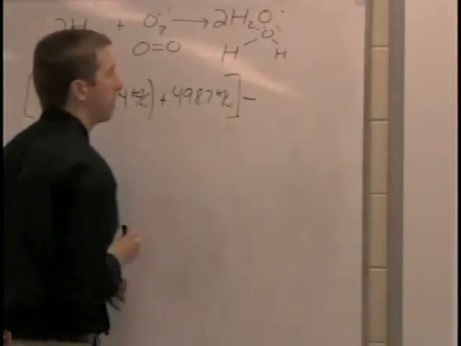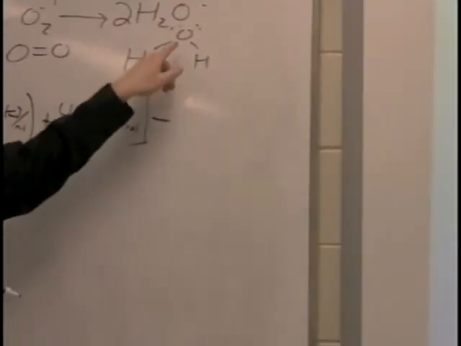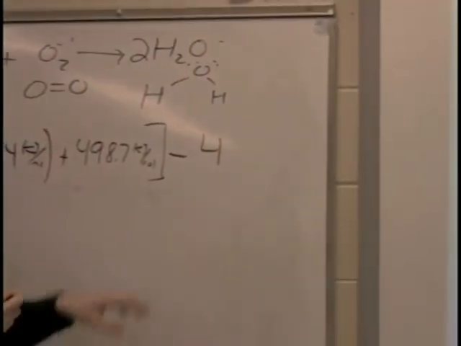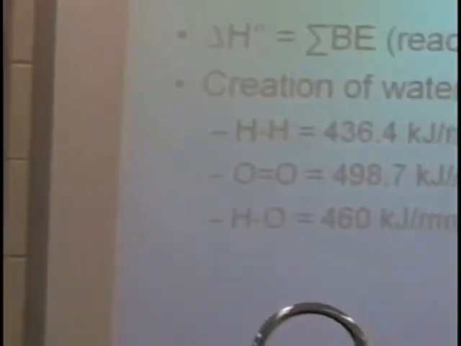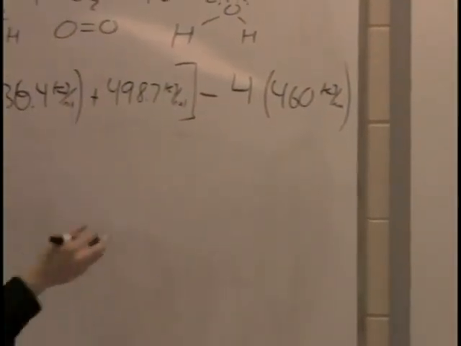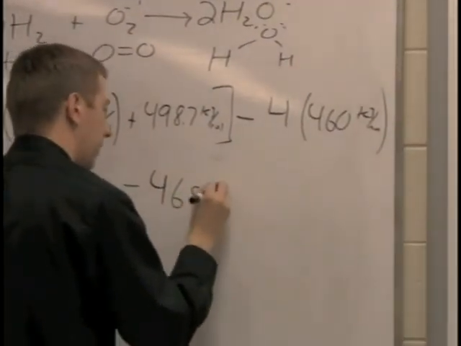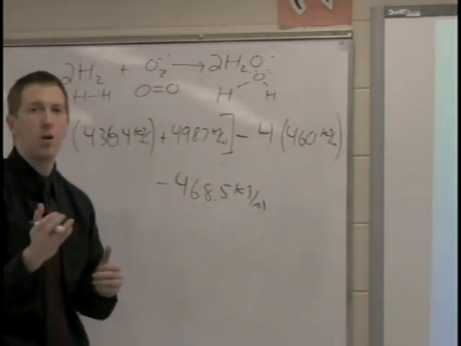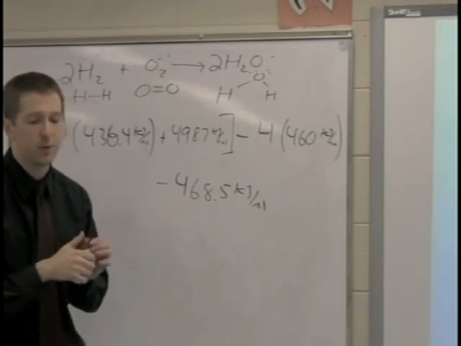I'm going to subtract my products. If you look at my product, there's a coefficient of 2 in front of it, but also there's 2 OH bonds. So I have a total of 4 OH bonds. Each water has 2, but there's 2 waters. So if I take 4 times the 460 kilojoules per mole, this minus this will give me my final answer in this case of negative 468.5 kilojoules per mole. Just like in thermodynamics that we went over in an earlier chapter, a negative value means it's exothermic, a positive value would mean it's endothermic.